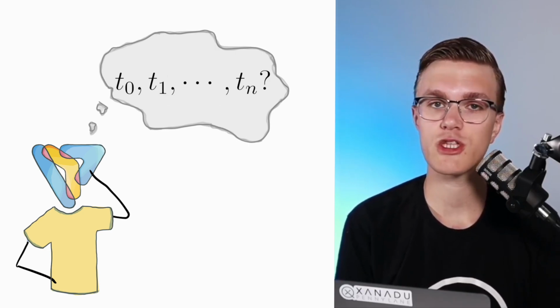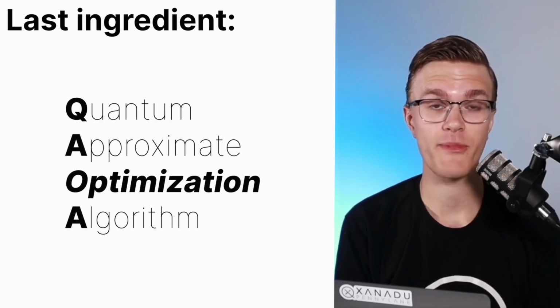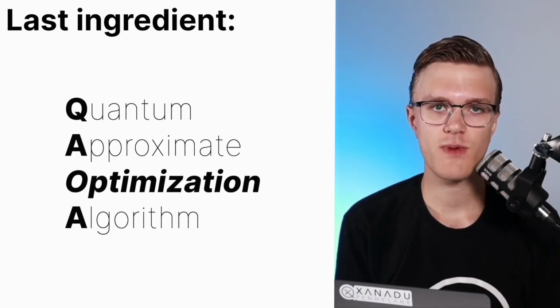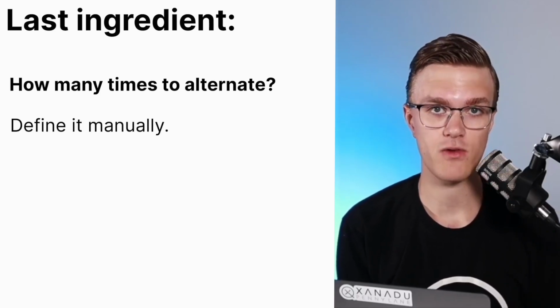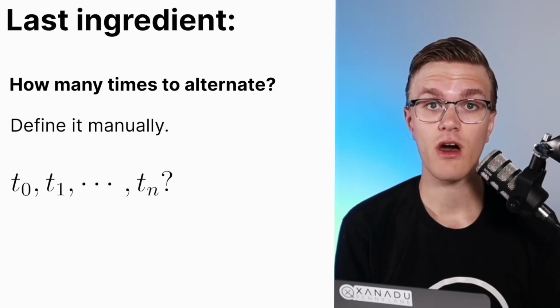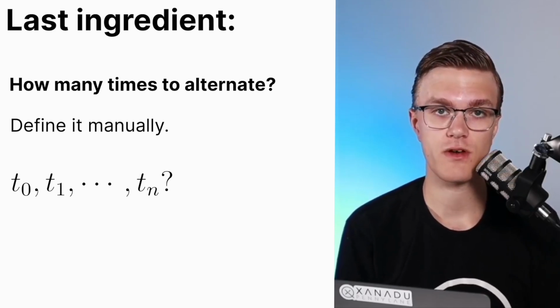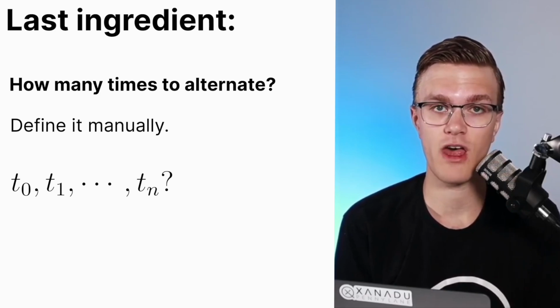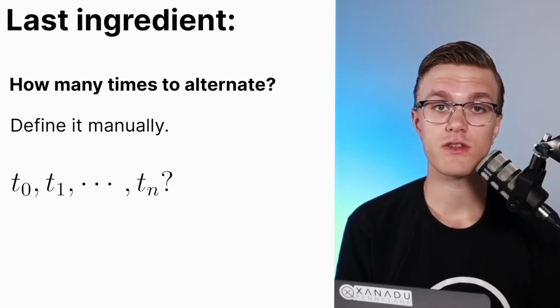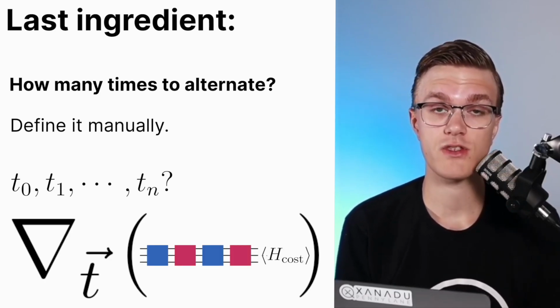Well, the answer is we don't know the answer to those questions, and this brings us to the last key ingredient of QAOA, which is that it's an optimization algorithm. We generally specify how many times we iterate between the cost and mixer Hamiltonians manually. Given that number of times that we alternate between the cost and mixer Hamiltonians, we then need to figure out how much time we time evolve under both Hamiltonians at each step. To do this, we usually optimize those angles numerically.